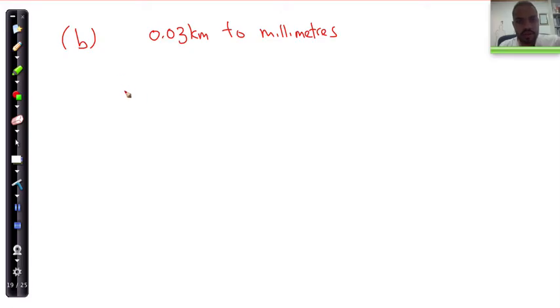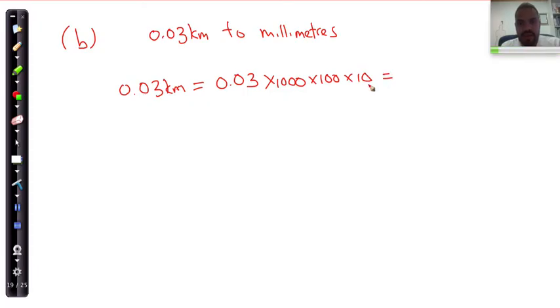So that's going to be 0.03 kilometers. Okay, I'm going from kilometers all the way to millimeters. So I'm just going to do it this way for the sake of using the table. I'm going to go from kilometers to meters, which is multiplied by 1,000. And then from meters to centimeters, which I multiply by 100, and from centimeters to millimeters, which is multiplied by 10. Okay, so that's fairly easy, because 1,000 times 100 is 100,000, and 100,000 times 10 is 1 million.